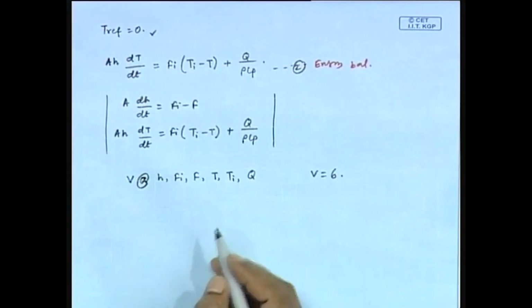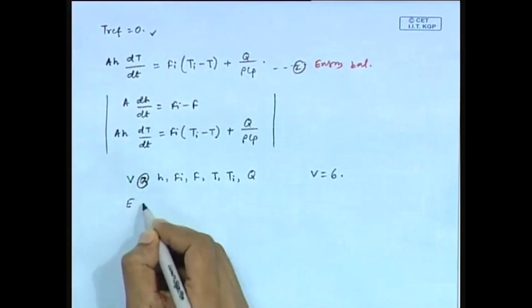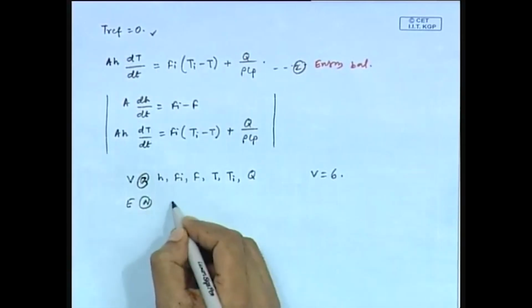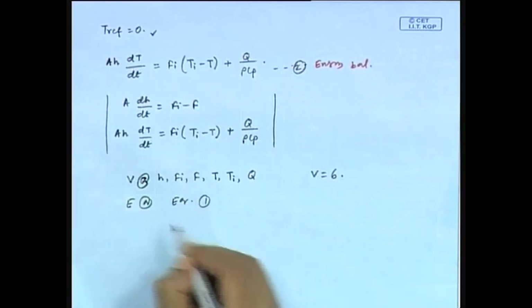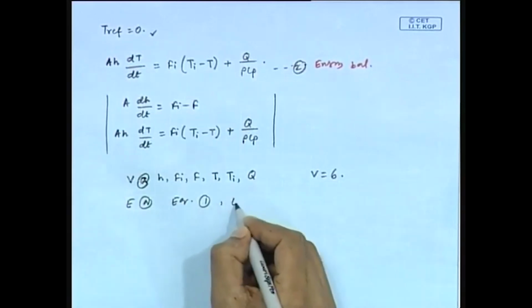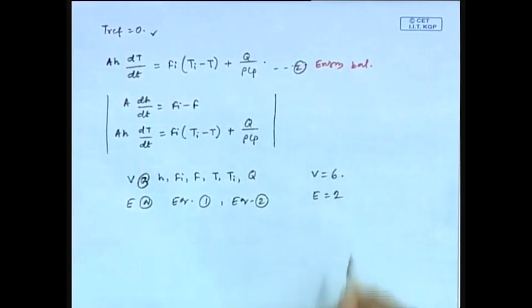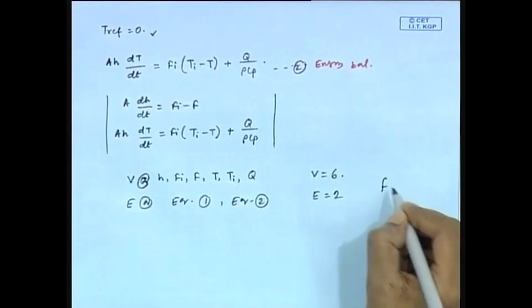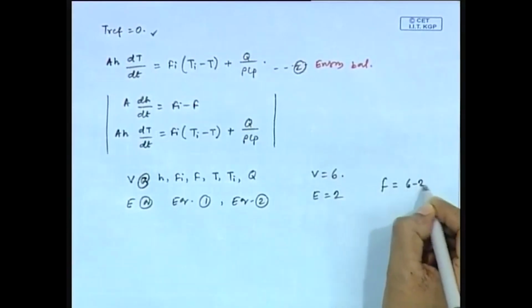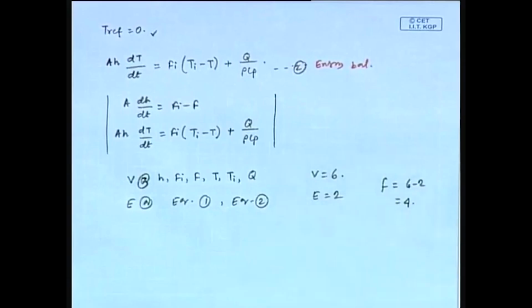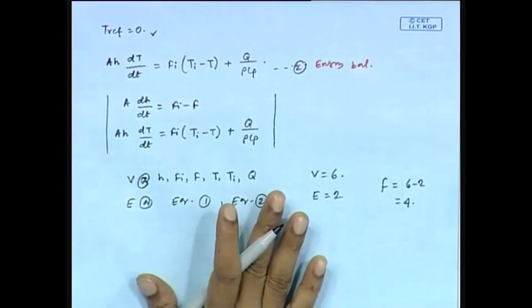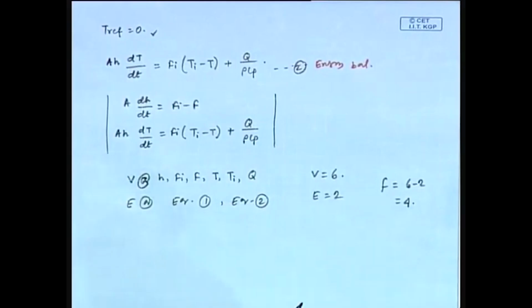Then how many equations are involved there? One is equation 1 and another one is equation 2. So, we can write E equals 2. So, what is F? 6 minus 2, that is equal to 4. So, degrees of freedom for the example system is 4.